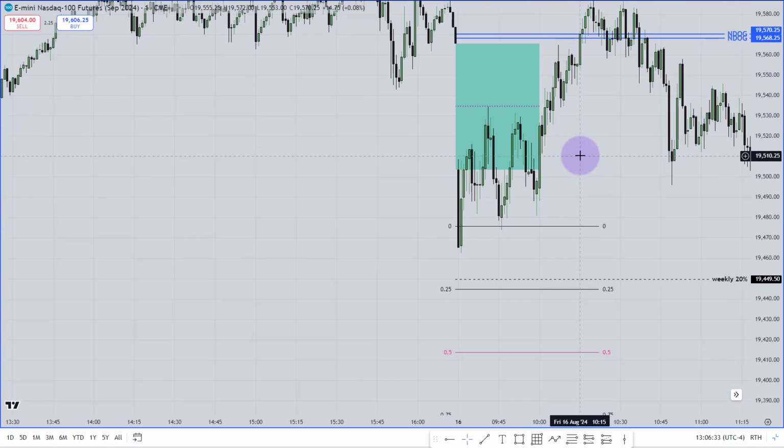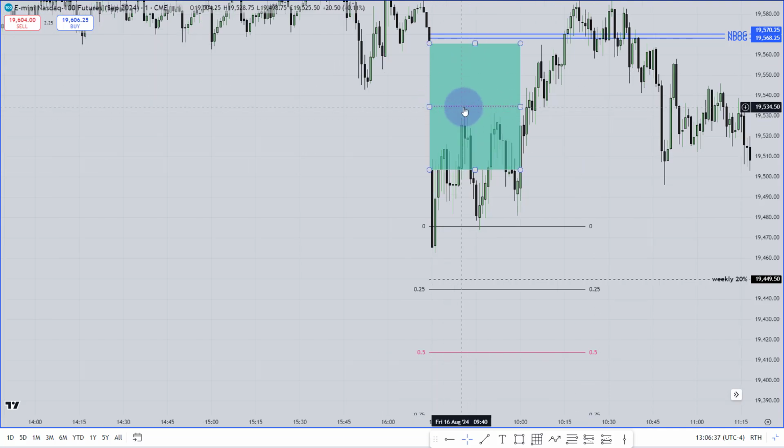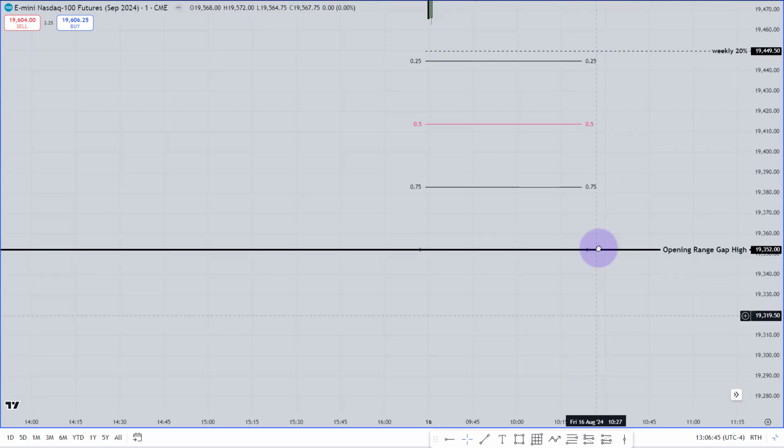Now where is your opening range going to be? See, this is the high, this is the low. So this is going to be your opening range. This is the opening gap, like here.